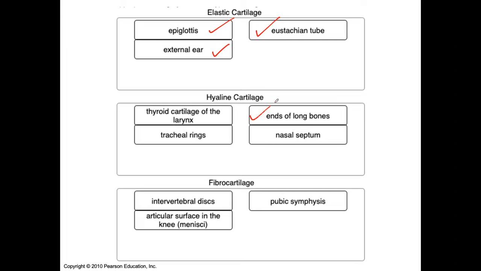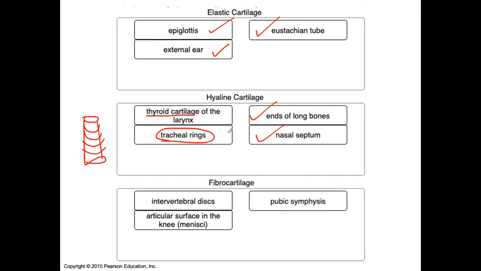Hyaline cartilage is found at the end of the bones. It's found in the nose. The nasal septum is hyaline cartilage. The thyroid cartilage is also hyaline cartilage. And the tracheal rings. So around the windpipe, when you do the respiratory tract and you learn the trachea, what goes around it are these C-shaped rings, and they're called tracheal rings.